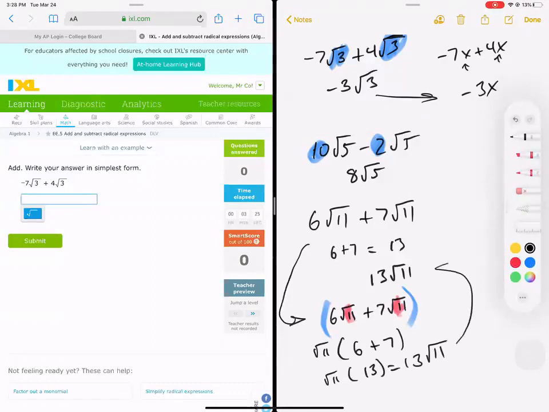So both ways work. Of course, this way is the easy road. This is kind of like the more complicated way over here. But both ways get us the same answer. And in math, there's always a lot of different ways to get to the same place. Right? Easy road.